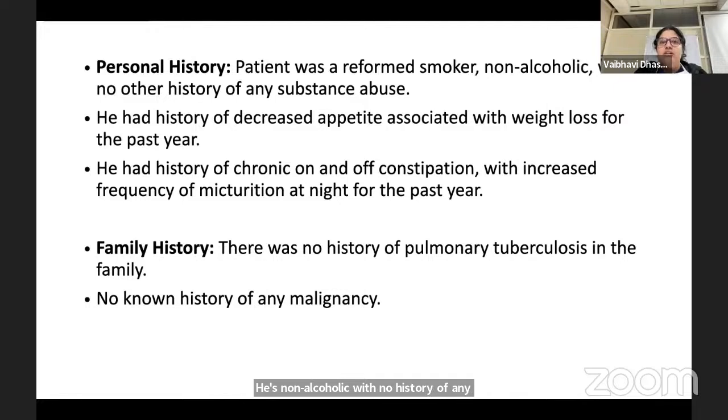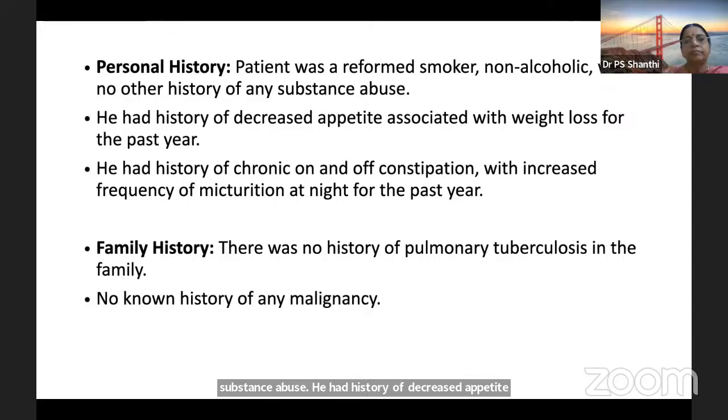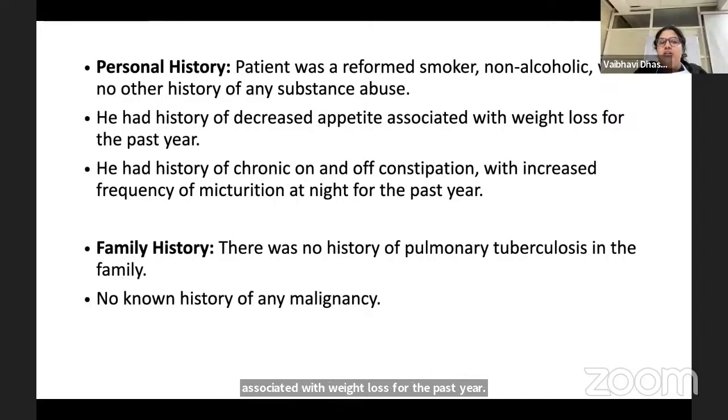He had history of decreased appetite associated with weight loss for the past year. He had history of chronic on and off constipation and history of increased frequency of micturition at night for the past 1 year. In family history, there is no history of pulmonary tuberculosis in the family and no known history of any malignancy.